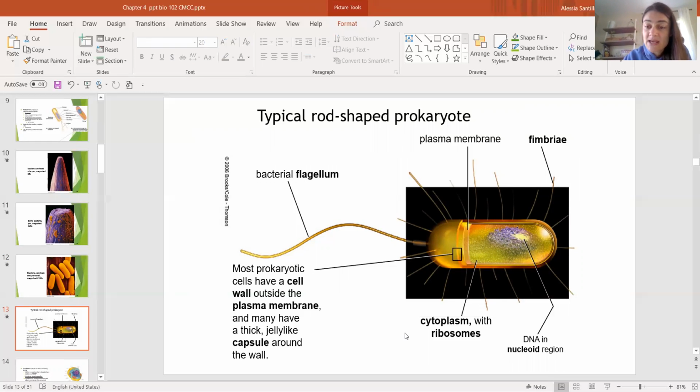A lot of the times they also have a plasma membrane. So we've looked at the plasma membrane. It's that initial boundary, right, or the cell membrane. Outside of the plasma membrane, most prokaryotic cells also have an additional barrier, an additional layer of protection known as the cell wall.